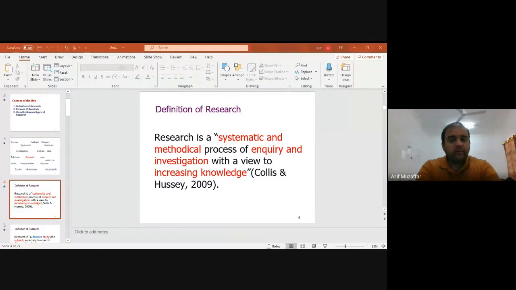Otherwise, if people or researchers have worked on this topic before, I would not be able to increase the existing knowledge. This is an important aspect of research. Your research should find something new.